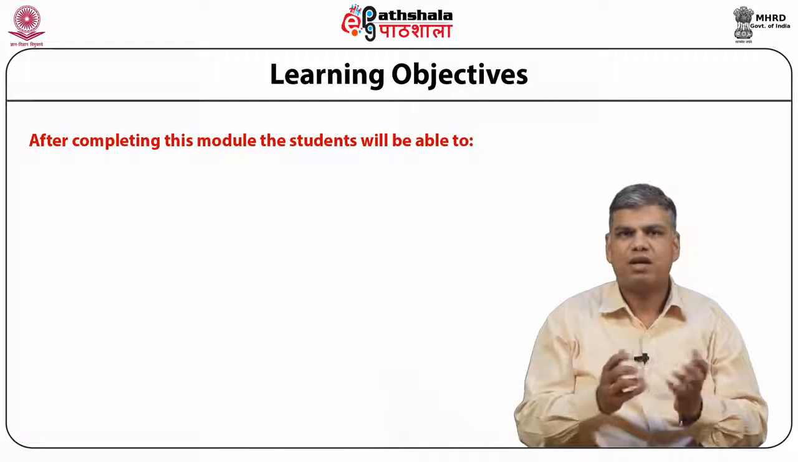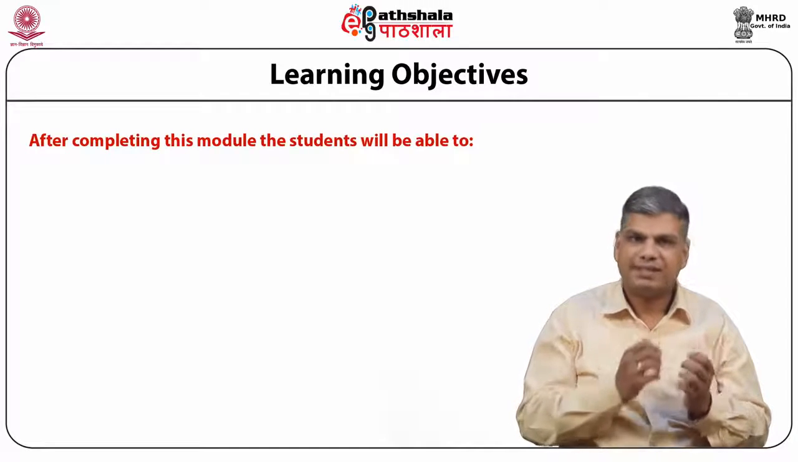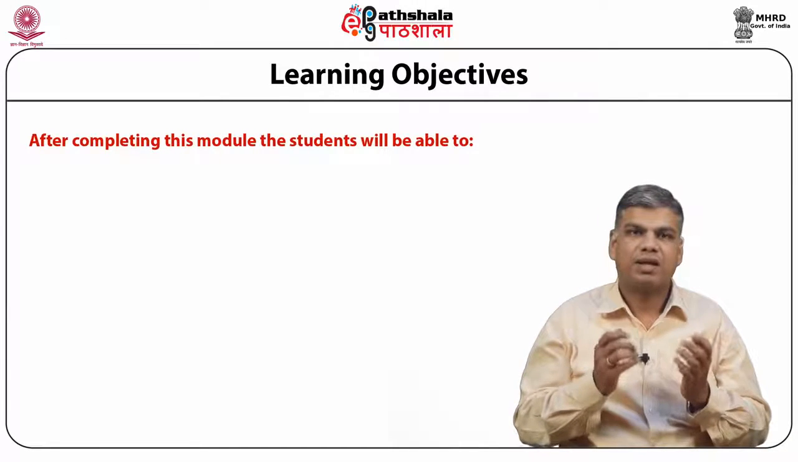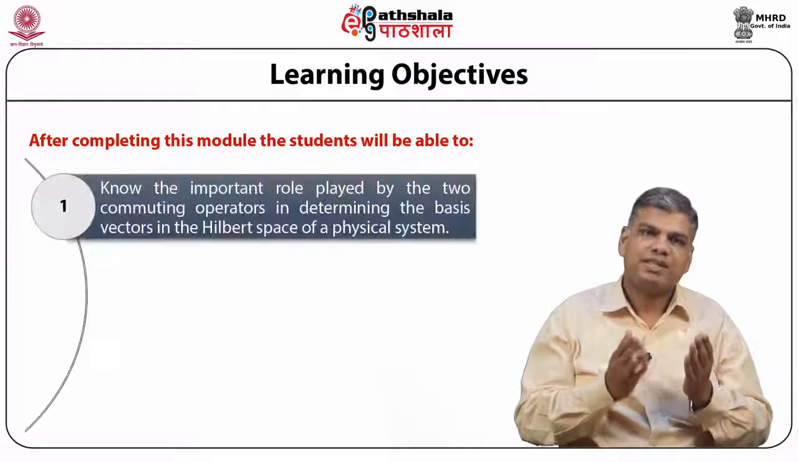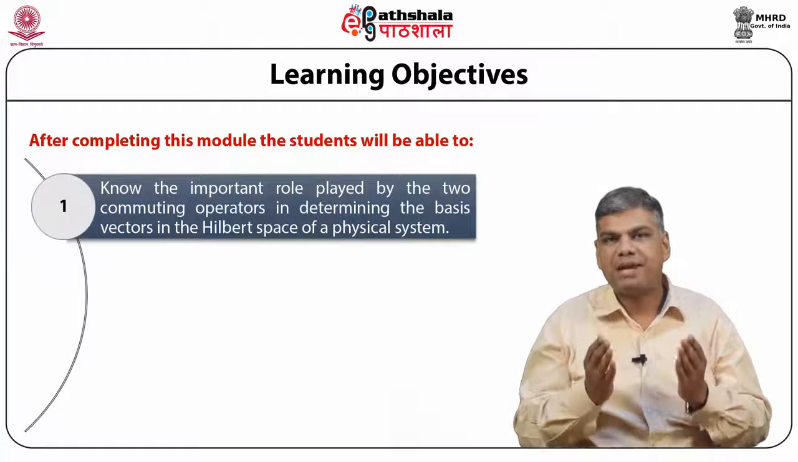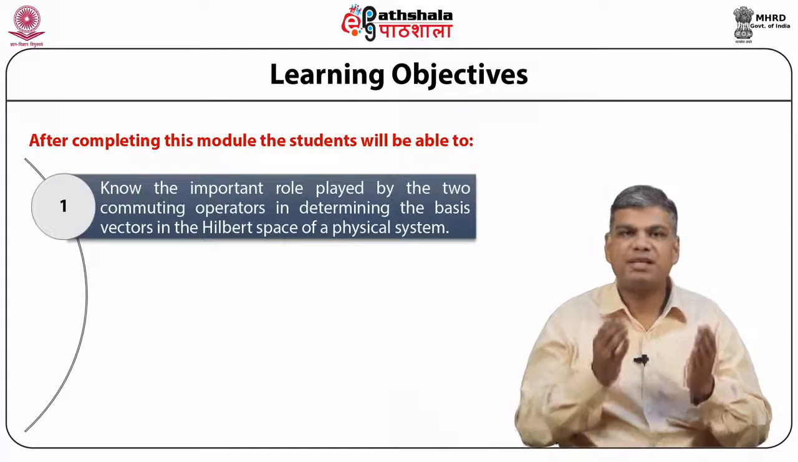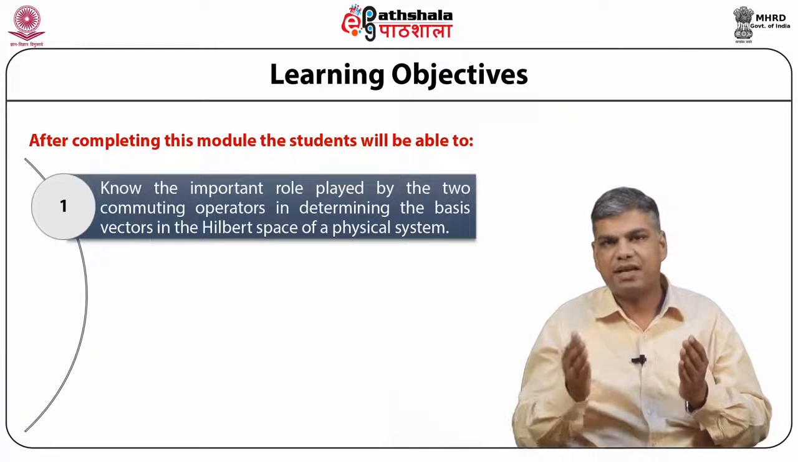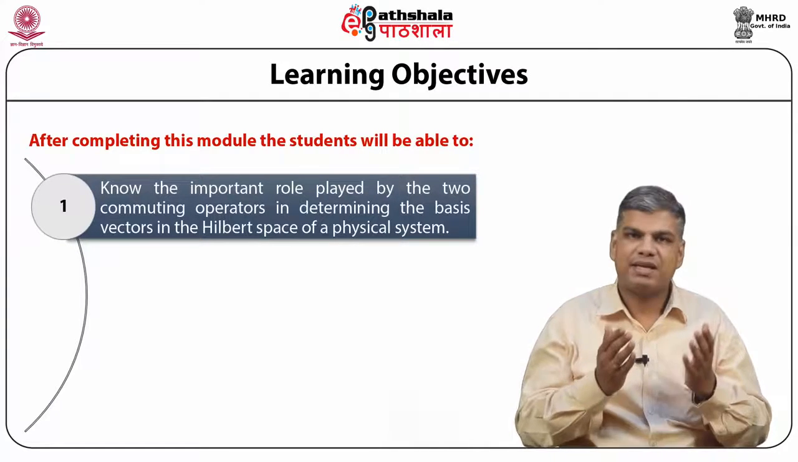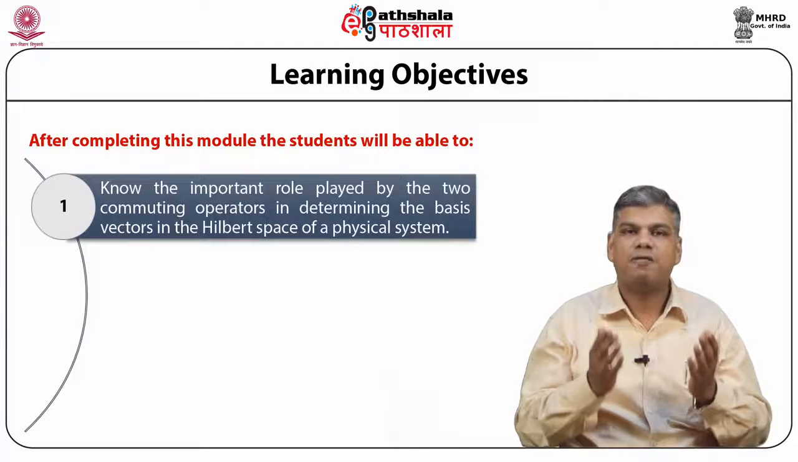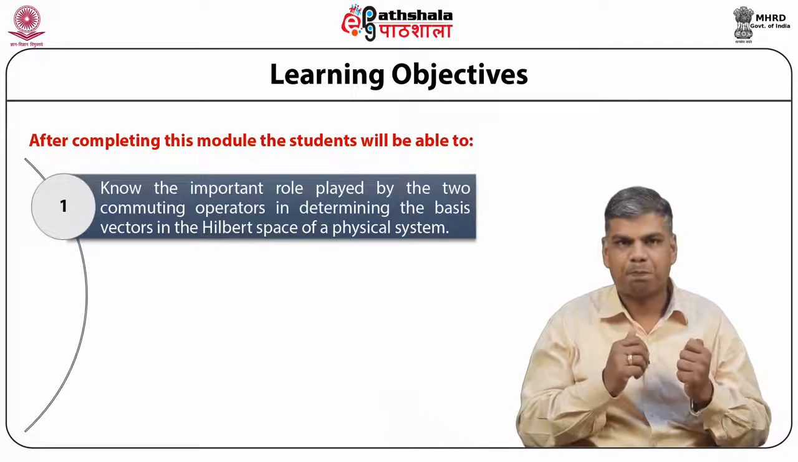Today, we are going to discuss a module, Commuting Operators, under the paper Quantum Mechanics 1. So students, let us see what all we are going to learn in this module. Firstly, we'll know the important role played by two commuting operators in determining the basis vectors in the Hilbert space of a physical system.